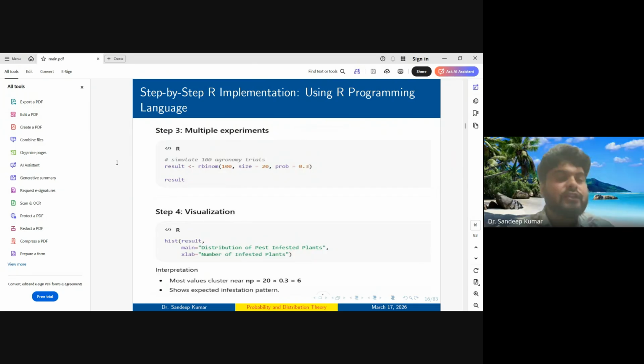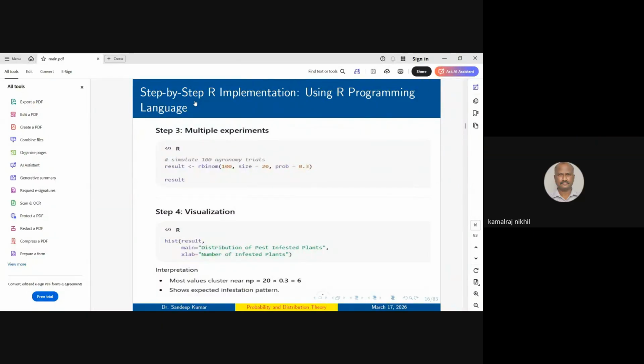Okay, okay. So for the probability of infestation in the binomial distribution, I will take n equal to 20 and probability of infestation p equal to 0.3 and simulate one experiment, only one trial. Okay. So rbinom(1, size n). If I run the code, rbinom gives only 6.